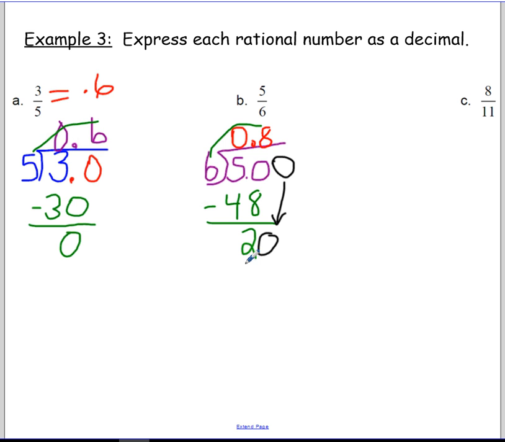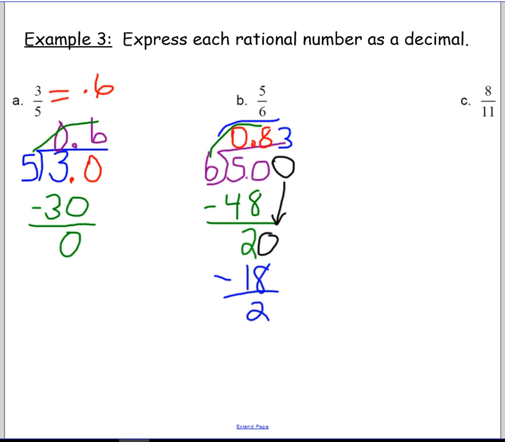6 times 3 is 18. 6 times 4 is 24. That's too much. So 3 times. And so 6 times 3 is that 18 that we just mentioned. And we subtract, and we get 2 left over.